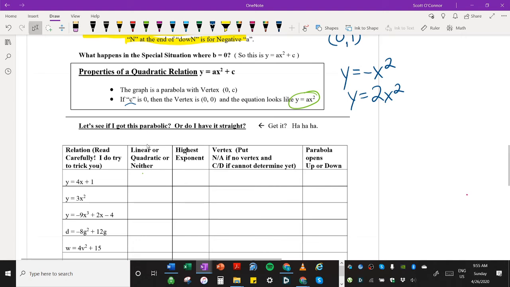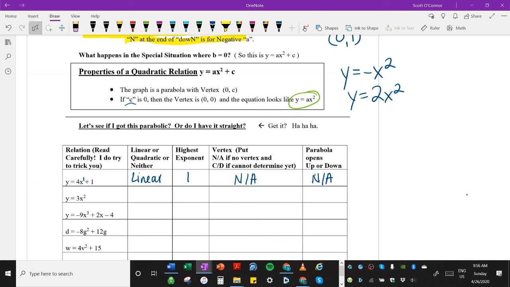If I do y equals 4x plus 1 first, is it linear, quadratic, or neither? It's linear, so I can write here linear. And then what's the highest exponent? Well, it's 1, right? We're going to have an imaginary 1 there. It has no vertex, so I can write not applicable. And it's not a parabola, so it doesn't open up or down.